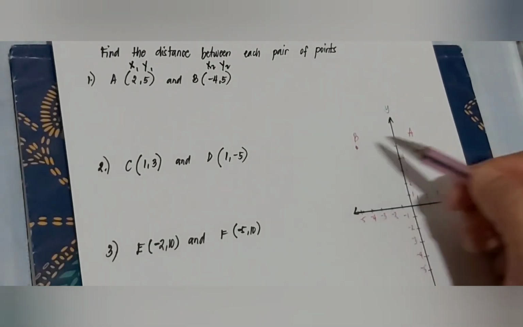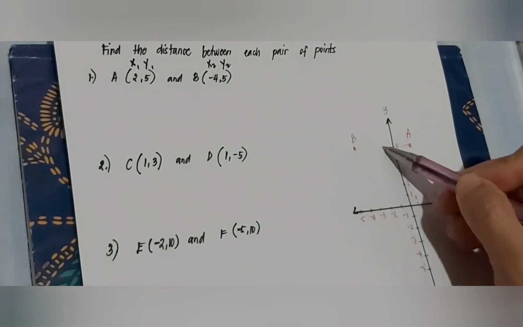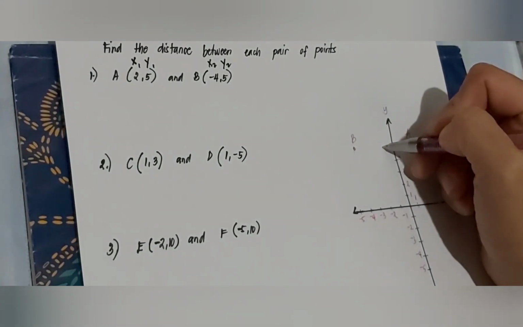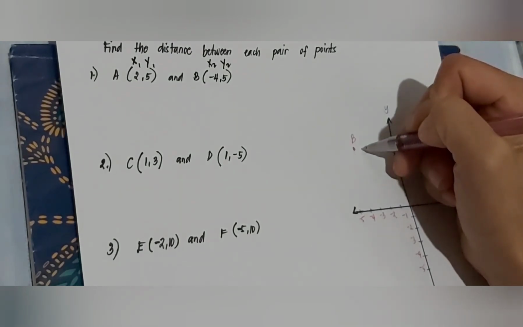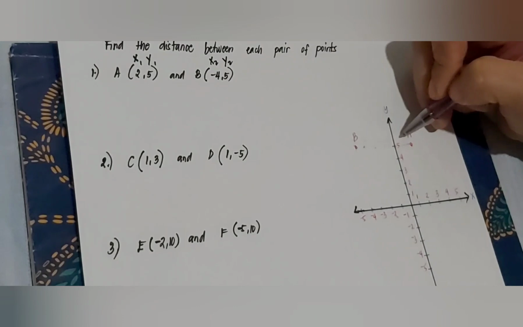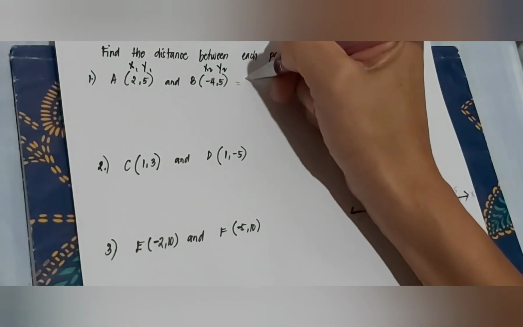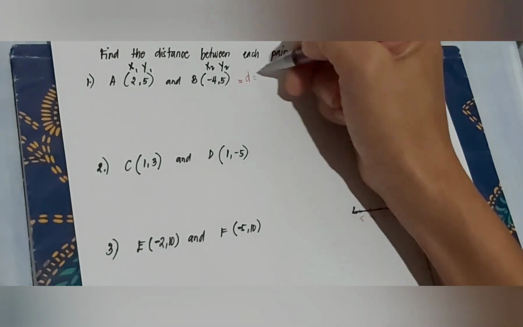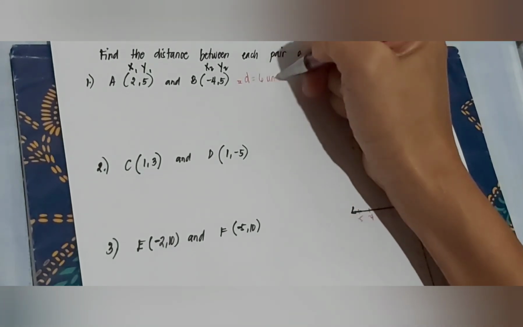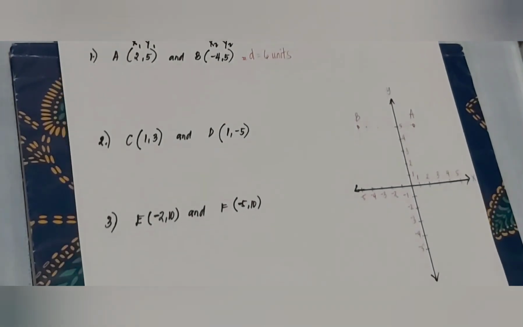Now since we are looking for the distance, so let us count the number of units in between A and B. So from here we have 1, 2, 3, 4, 5, 6. So from this point up to this point, that is 6 units. The distance is 6 units.